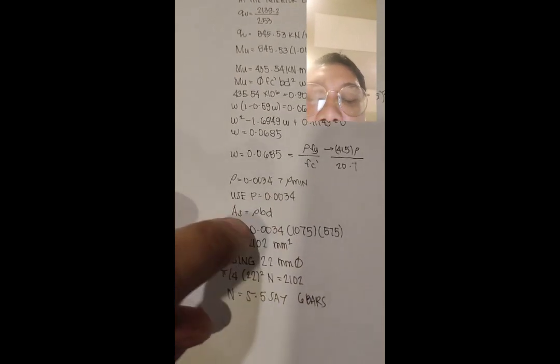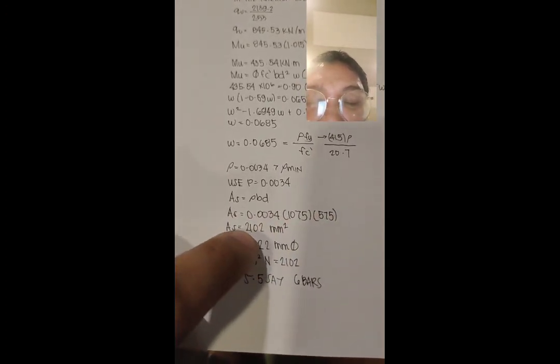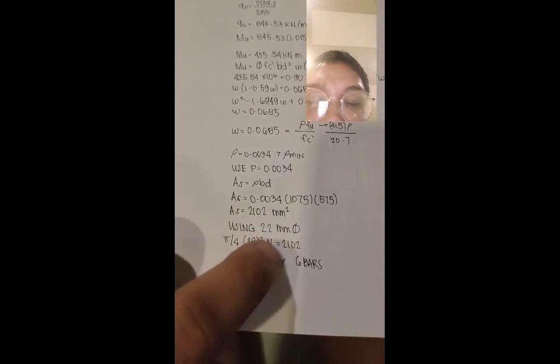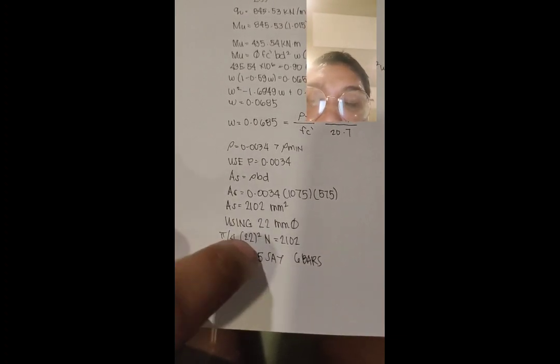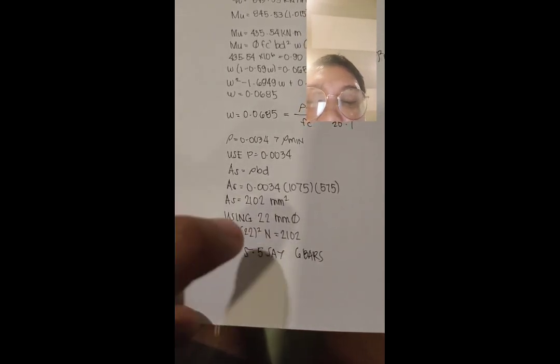0.0034. For area of steel, we have PBD. So, P natin, again, and base times D. AS is equals to 2102 millimeter square. So, using 22 mm diameter bars, we have here pi over 4 times yung diameter ng bakal. And N is equals to 2102. We have here the N is equals to 5.566 bars. Next page tayo.